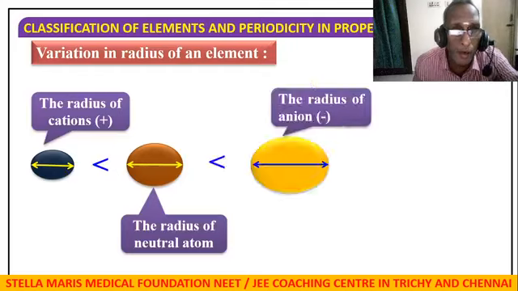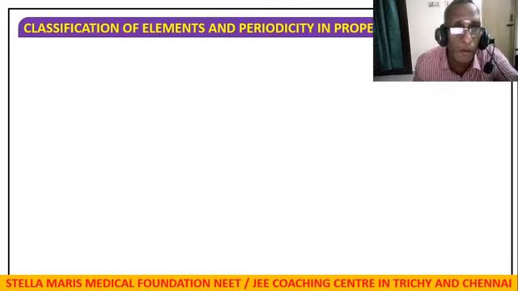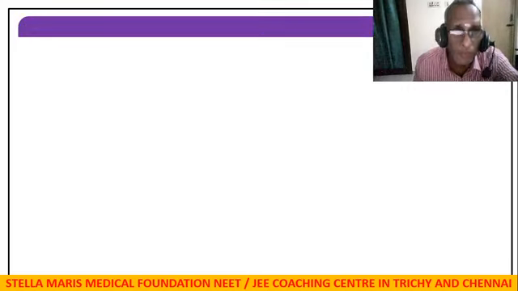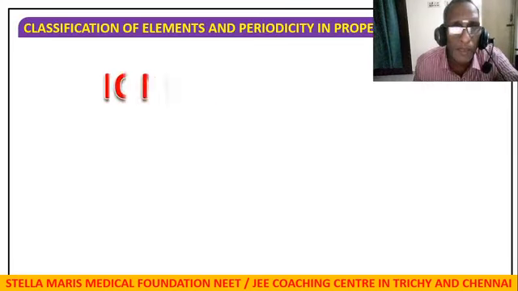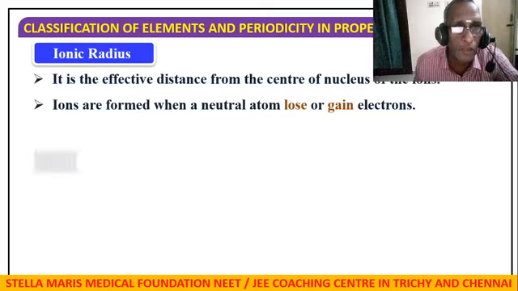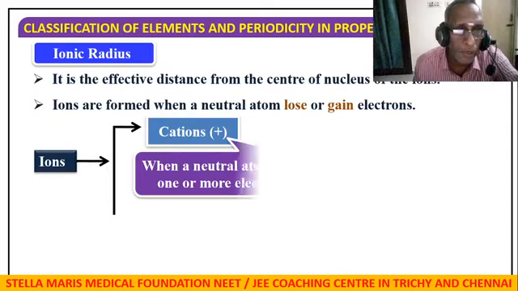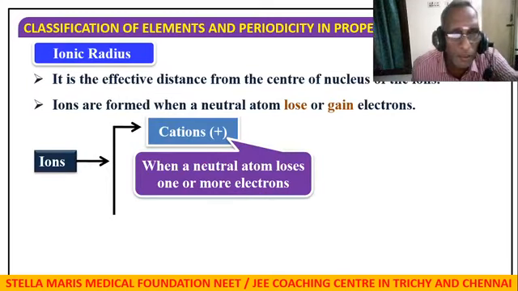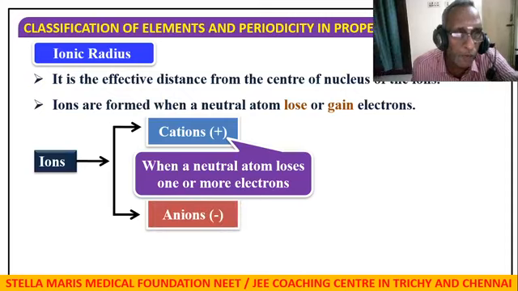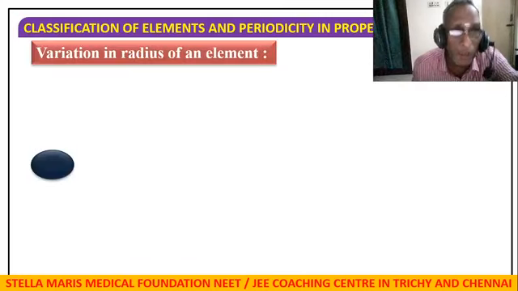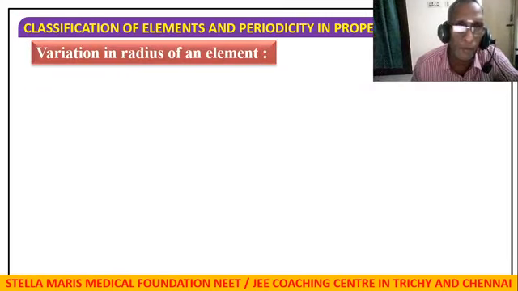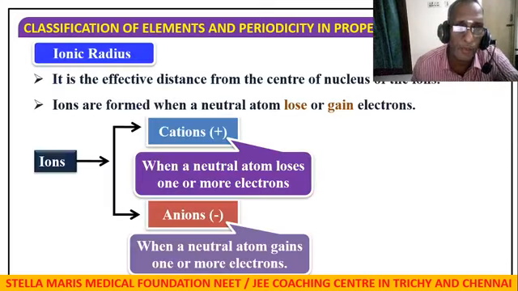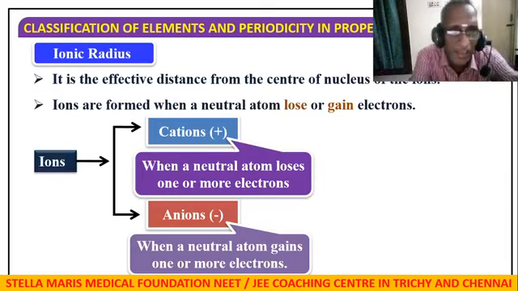A cation will be formed by the loss of electrons, we have seen. So cations are formed by the loss of electrons. Anions are formed by the gain of electrons. You joined a bit late, so you view this slide.